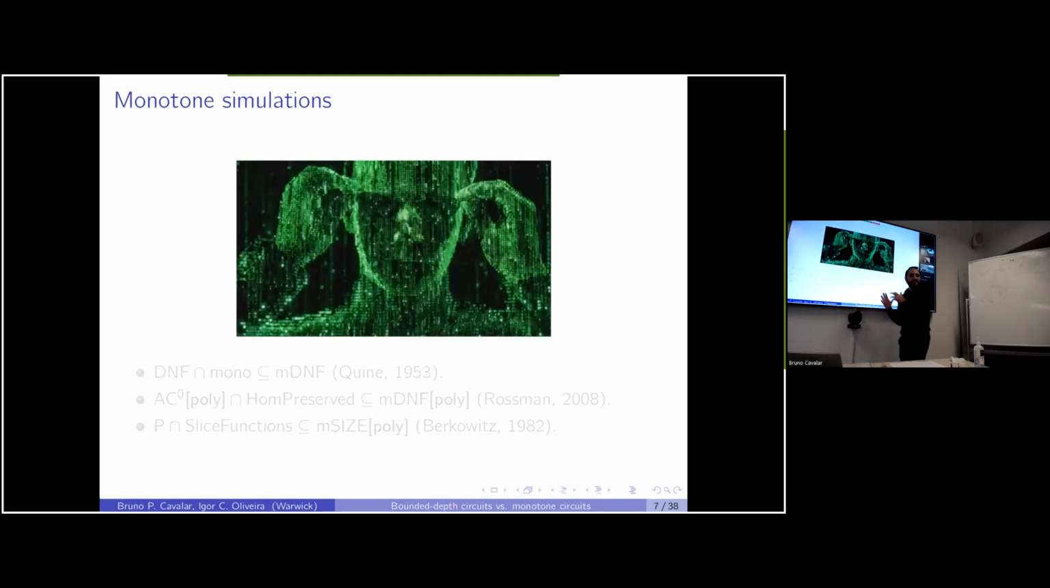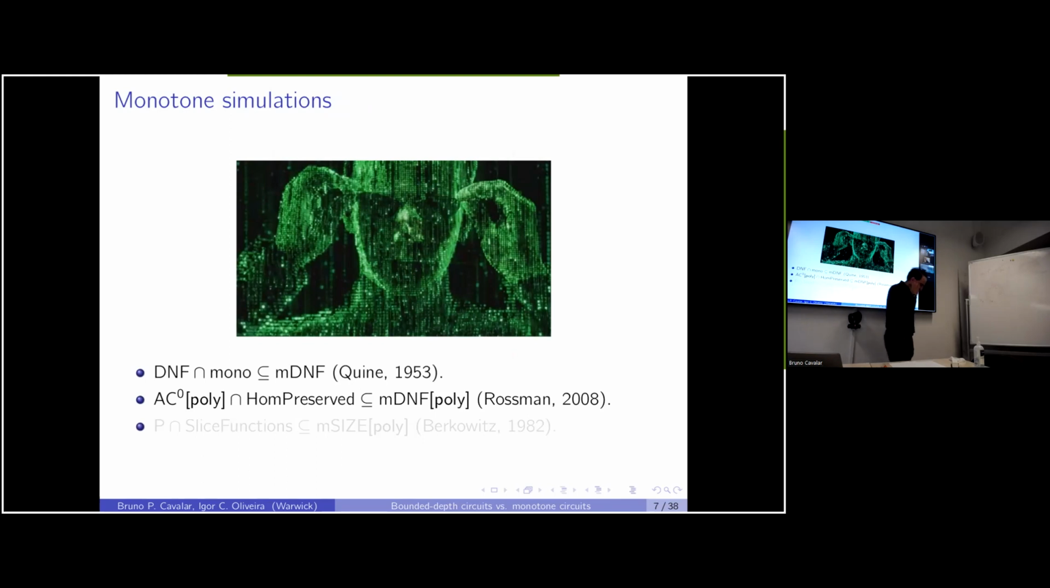Also, in some contexts, you can actually remove the negation. You can simulate the non-monotone world in a monotone world. A very simple observation is just that if you have a DNF computing a monotone function, you can just remove the negations and you get a monotone DNF. More recently, Rossman has shown that every graph property of graphs which are preserved under homomorphisms, which is computed by AC0 circuits, can also be computed even by monotone DNFs. So you can remove the negations entirely.